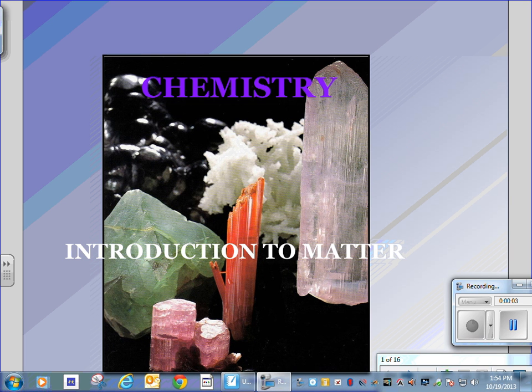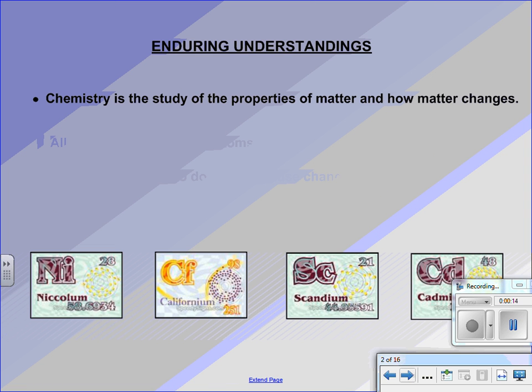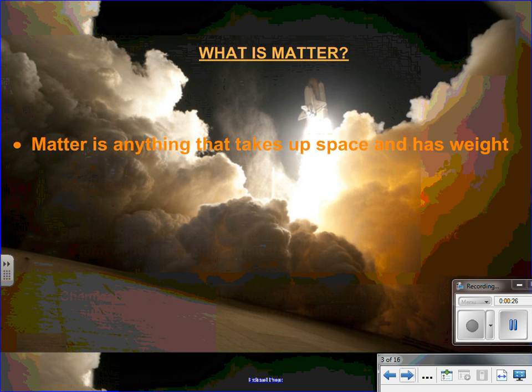All right, guys, this is our first quiz study guide for our chemistry unit, which is the introduction to matter. If you recall, we talked about what chemistry is, and that is the study of the properties of matter and how matter changes. We've talked so far about the fact that matter is anything that takes up space and has weight. If you recall, in the classroom, we talked about your desk, your chair, your body, pencils, pens, anything that you can touch or feel and has some weight to it, it is matter.